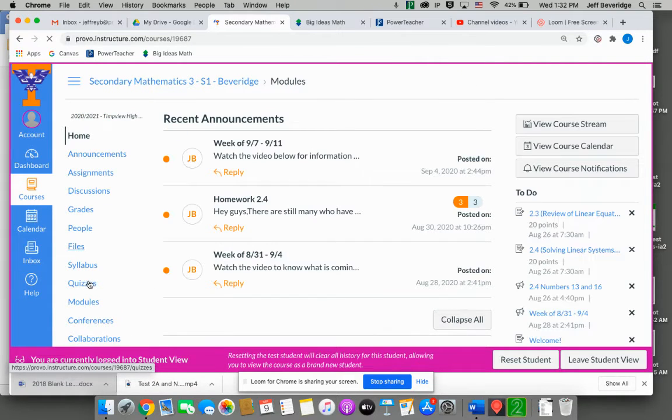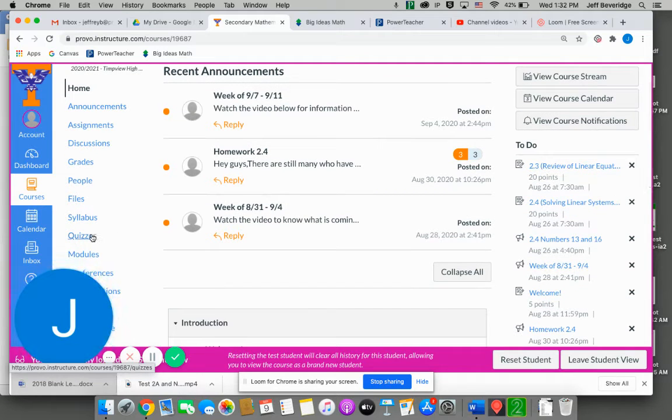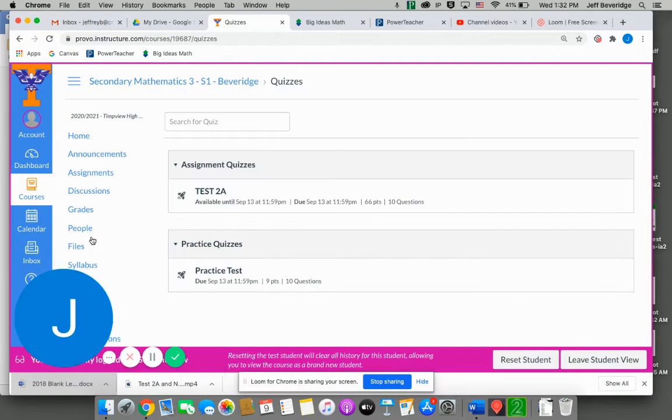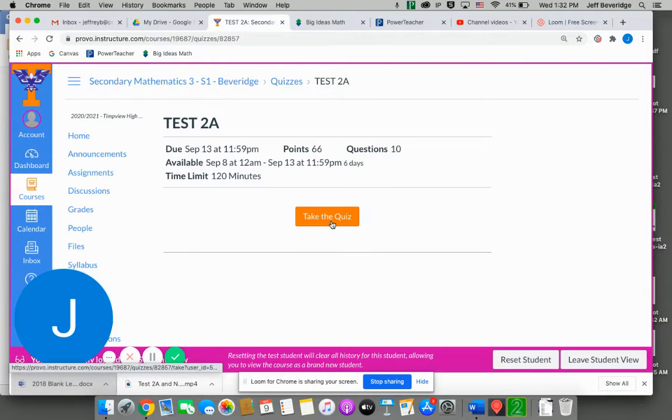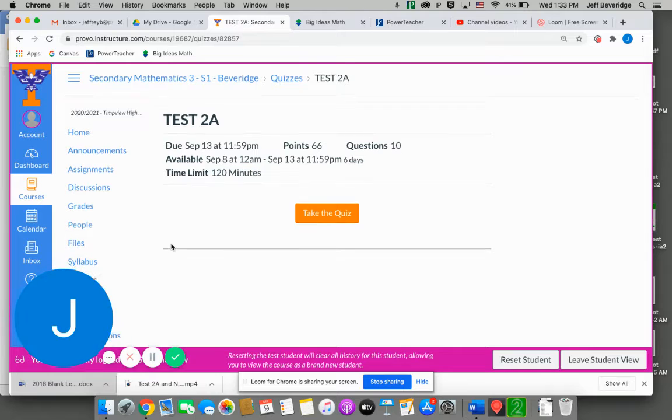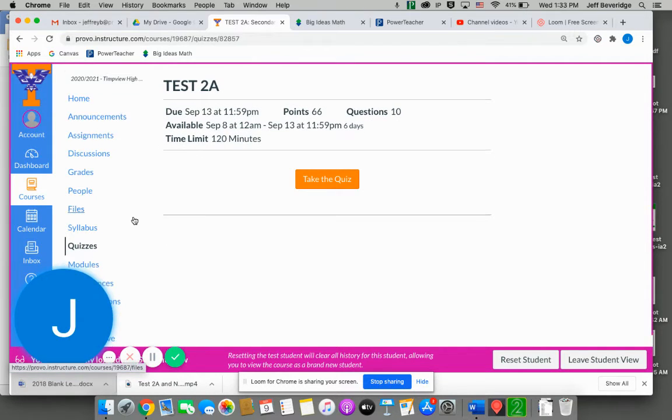Next is the quizzes or the test. If you come down here to quizzes, you'll see our first test. This is test unit 2A. All you have to do is click on here and then take the quiz. It's going to be due Sunday night at midnight. It's 66 points, 10 questions. There's going to be 2 eliminations, 2 substitutions, 2 multiple choice, 2 free response, and 2 linear optimization. I'm giving you 2 hours to work on it. I think that should be more than enough time for anybody. That's a lot of time for that.